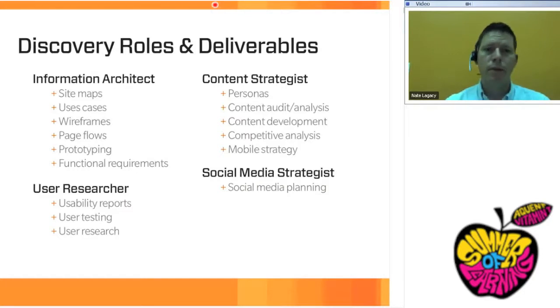Typical deliverables for an information architect include sitemaps, use cases, wireframes, page flows or task flows, and prototyping, whether those be low or high fidelity prototypes. They're really thinking about the functional requirements and determining those as well, working with the business stakeholders to mesh the functional requirements with the business requirements. So really thinking about those types of goals.